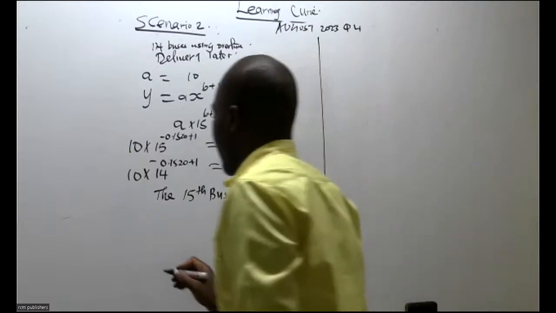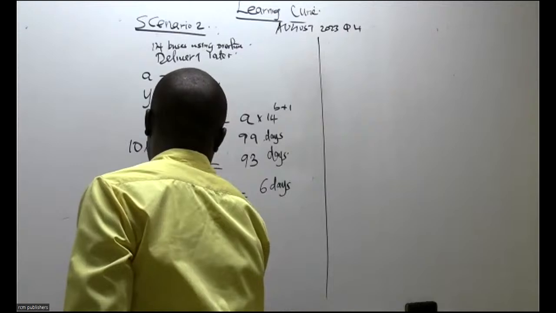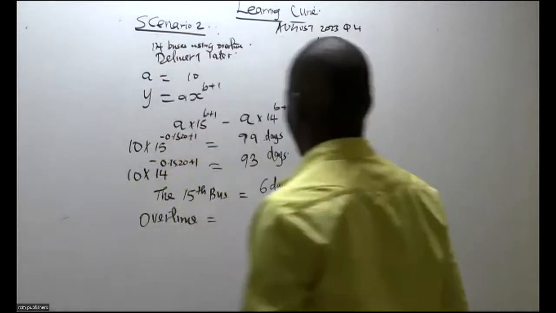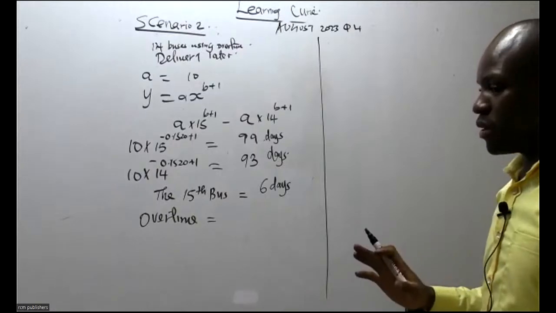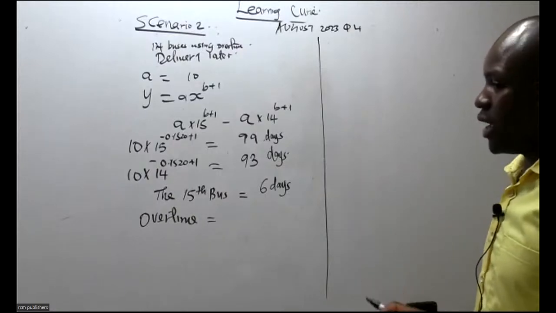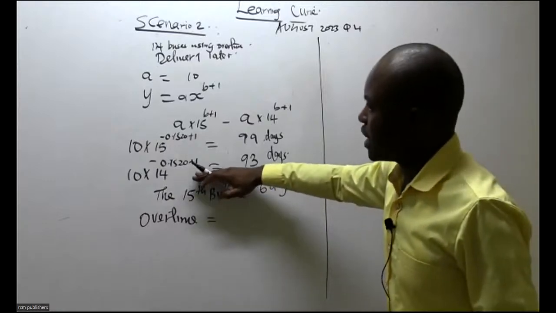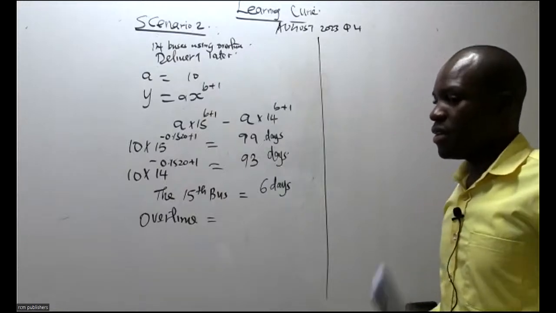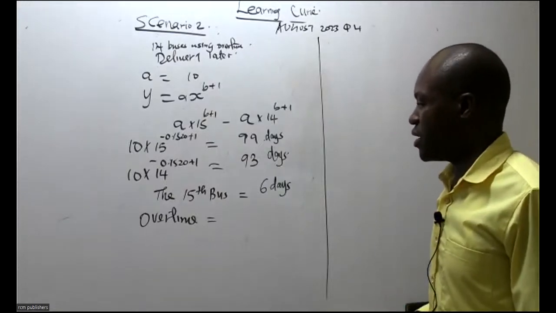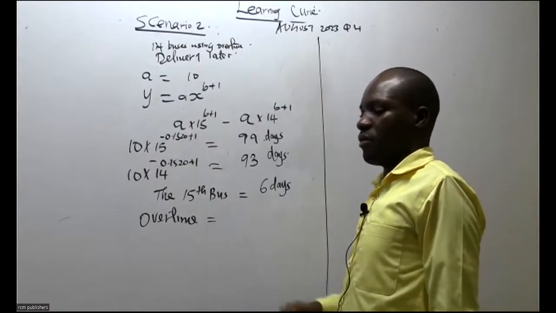Good. Having done that, overtime: how much is it? Someone help me get overtime. In a normal working week, the normal working time or days should be 92. But for you to produce the 14 buses by use of overtime, you've taken 93 days. My question is, how many days are there under overtime?